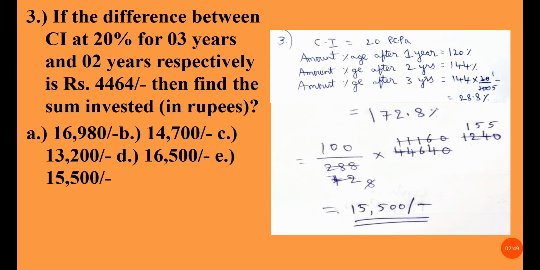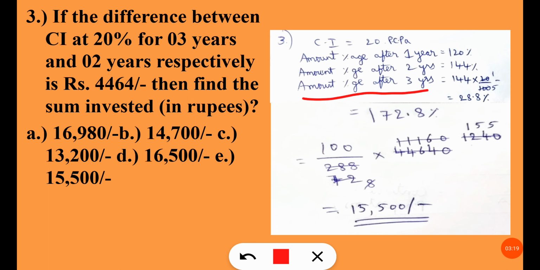Moving to the third question. If the difference between compound interest at 20% for 3 years and 2 years respectively is 4,464, then find the sum invested. Here the compound interest is 20% per annum. Amount percentage after 1 year is 120%, that is 100 plus 20% equals 120%. Amount percentage after 2 years is 144%, because 100% is the principal and 44% is the 2 years compound interest.